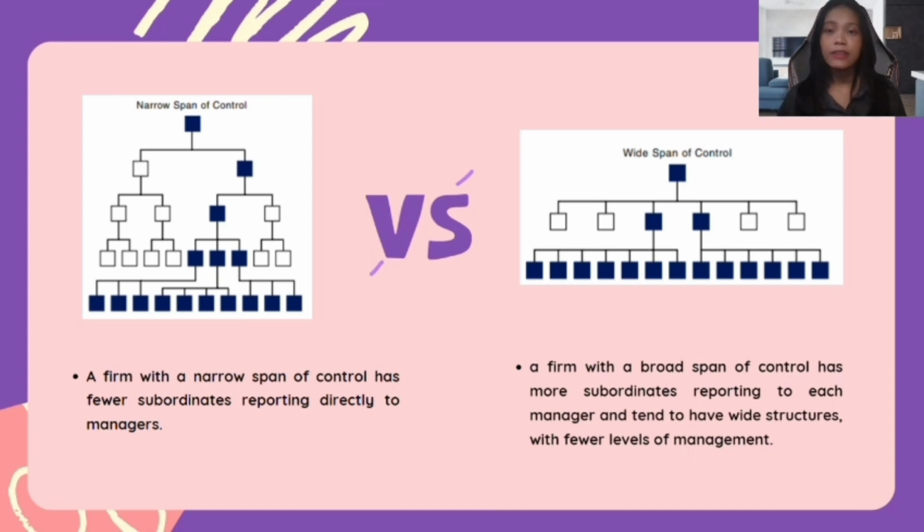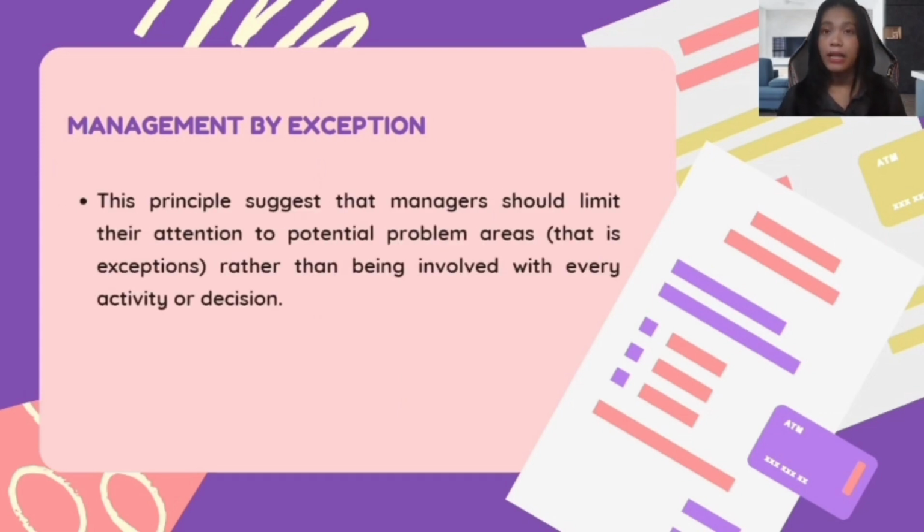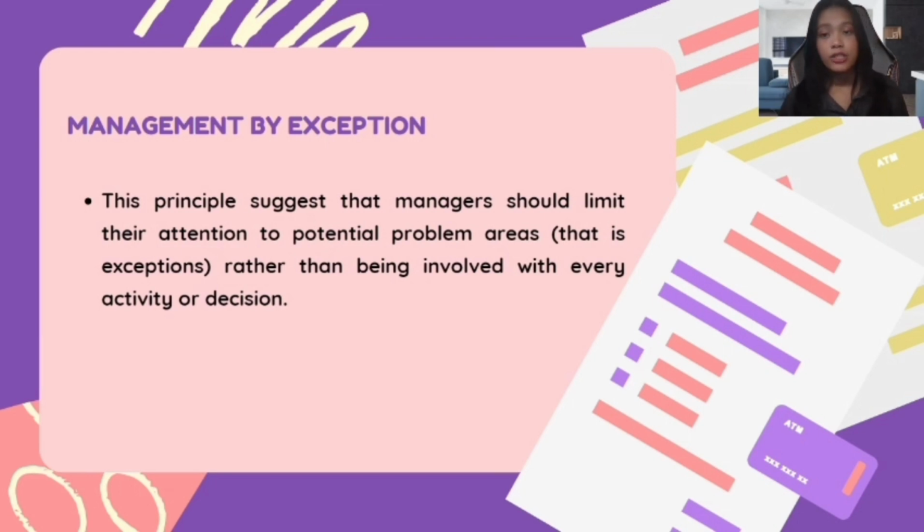Last but not least, under the management principles is management by exception. This principle suggests that managers should limit their attention to potential problem areas only, that is, exceptions, rather than being involved with every action or decision, so that managers can maintain control without getting bogged down or overwhelmed in details and concentrate more on the areas that need to be addressed.